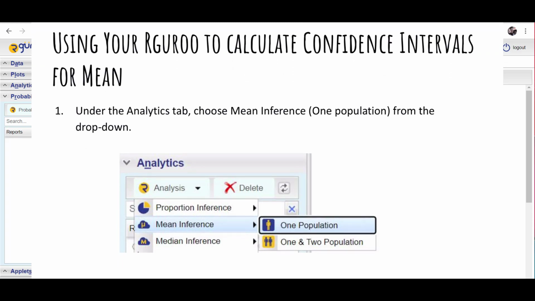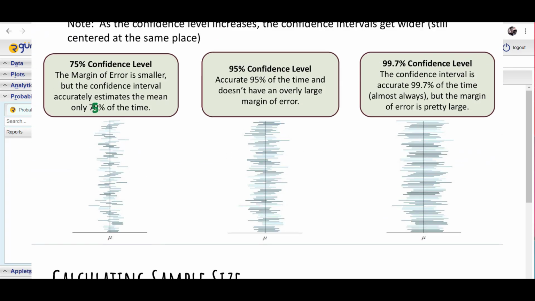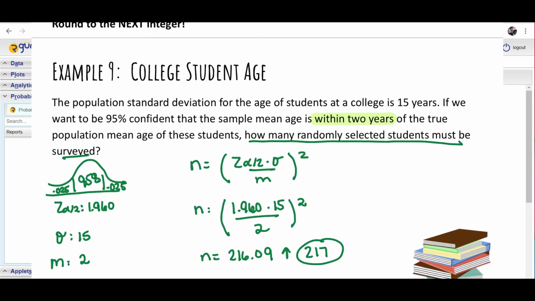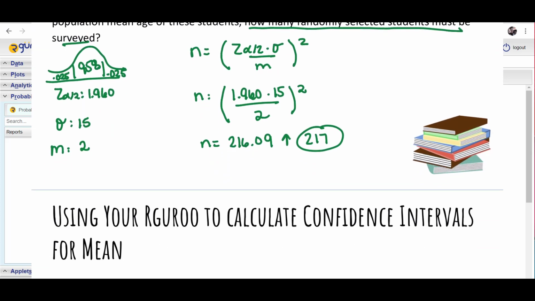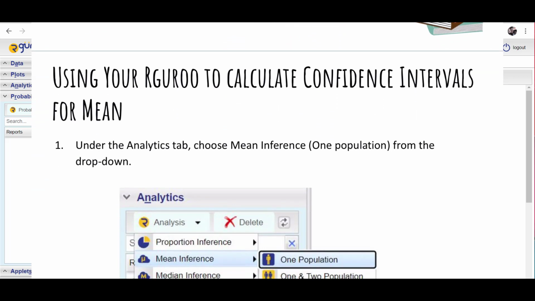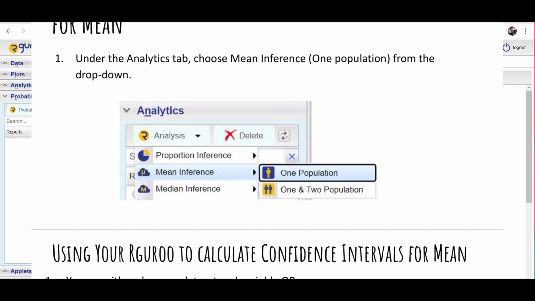All right, so we talked about how to use the formula for calculating a confidence interval and the formula for sample size. Now we're going to go to Rguroo, and we're going to talk about how you calculate the mean using Rguroo. So if you have a sample size that's bigger than 30, or it's a normal distribution, and you know the population standard deviation, here are the steps. There's an analytics tab that we've used before. You're going to click on the analytics tab. We used to click on that to get to numerical summaries. Now you're going to click on it and choose mean inference.